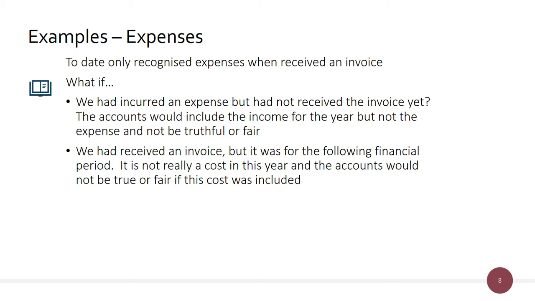What happens, though, alternatively, if we've received this invoice, but we've received it in advance? So we paid in advance of this expense, and actually the expense is going to be in the next financial period. Again, the financial accounts aren't going to be truthful and fair, because they've got an expense within them that doesn't relate to this period. It relates to a future period. So again, our accounts wouldn't be truthful and fair that way.